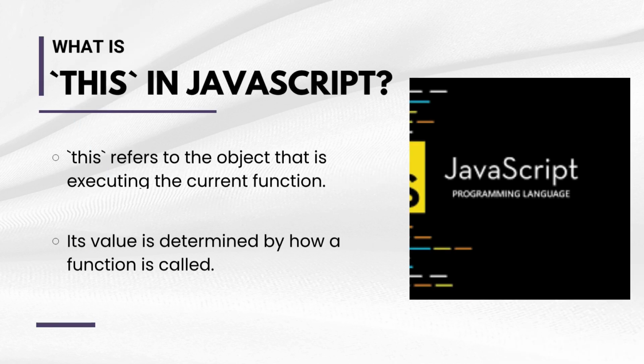So what is the this keyword? This refers to the object that is executing the current function. It changes depending on how the function is called. This dynamic nature is what often causes confusion about the this keyword.